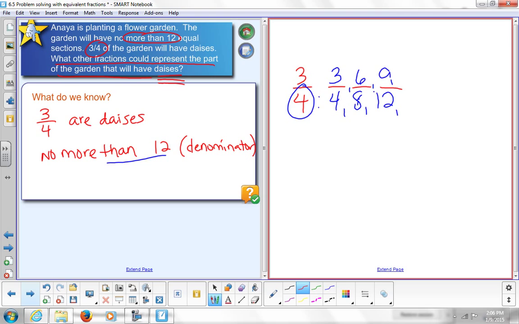Those are the fractions that are equivalent, right? Because 4 times 1 is 4, and what I do to the bottom, I have to do to the top. So 3 times 1 is 3. If I go to 8, 4 times 2 is 8. Whatever I do to the bottom, I have to do to the top. So it would be 3 times 2 is 6, and so on. Okay, so my answer then would be 6/8 and 9/12.